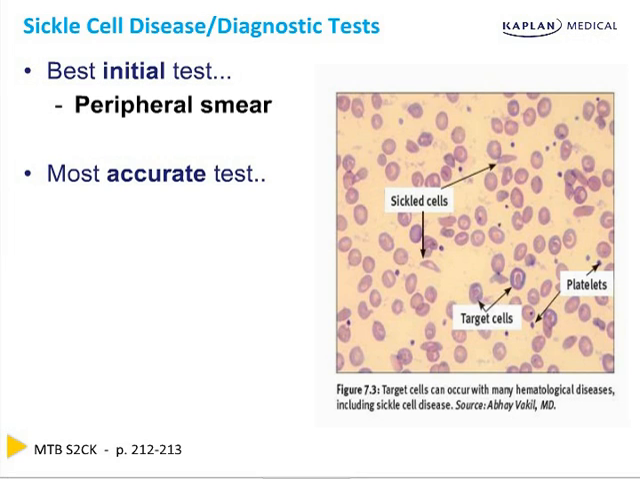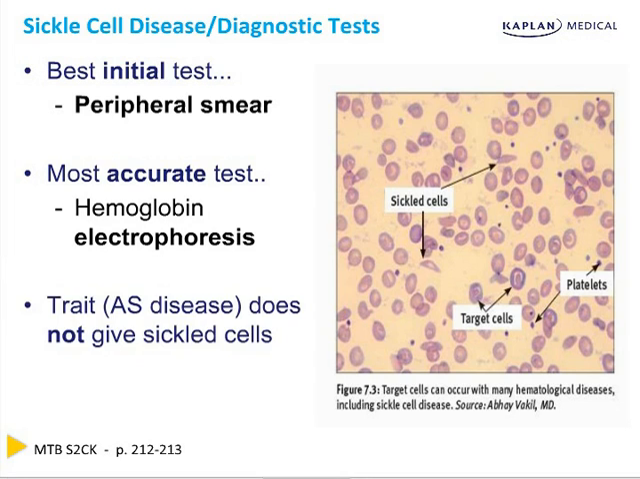Now, can a sickle cell smear tell you the difference between the heterozygote and the homozygote? Can I tell you whether it's a trait or sickle cell disease from the smear? The answer is yes, you can. Interestingly, if you thought no, that's a very common wrong answer. See, sickle cell disease gives sickled cells. But trait, the heterozygote, is hematologically normal. You don't have sickle cells in trait. Period. That's it. The most accurate test is a hemoglobin electrophoresis. Because trait will not give sickled cells, you have to do the electrophoresis to see if somebody's got a trait.